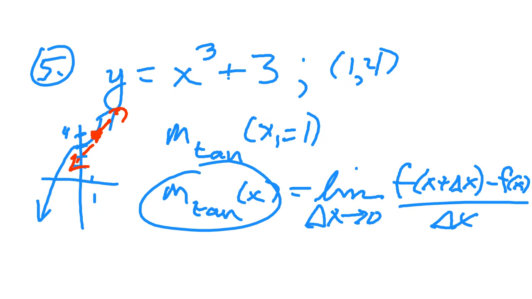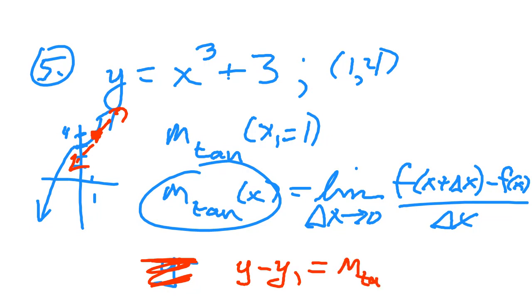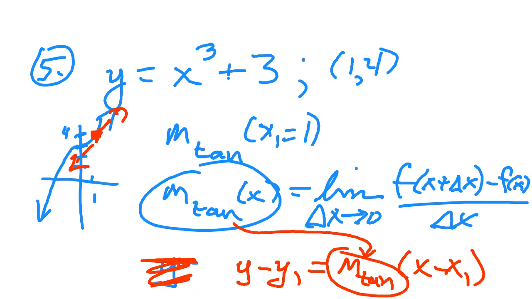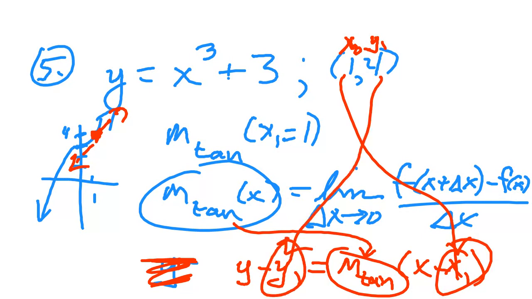And then after we find that, we're going to be able to say the equation of the tangent line is going to be y minus y1 equals the slope of the tangent line, times x minus x1, is the easiest way, where this answer we're just going to plug in right there. And then my x1, y1 is actually up here at 1 and 4. So we can plug in 1 here, and we can plug in 4 here.